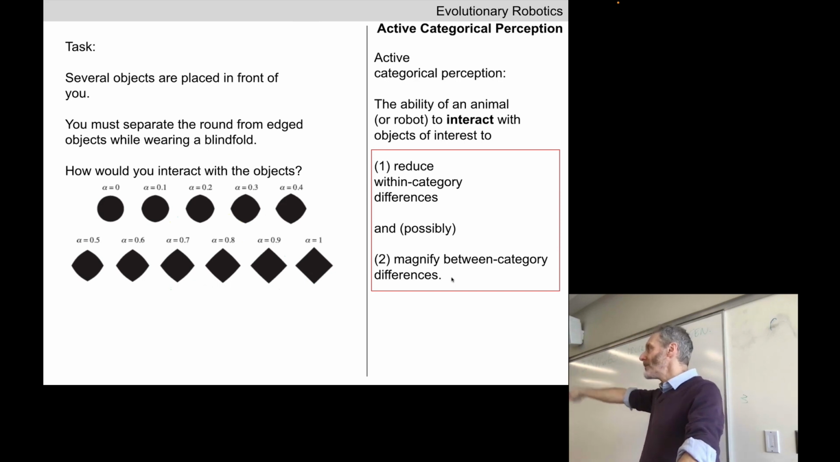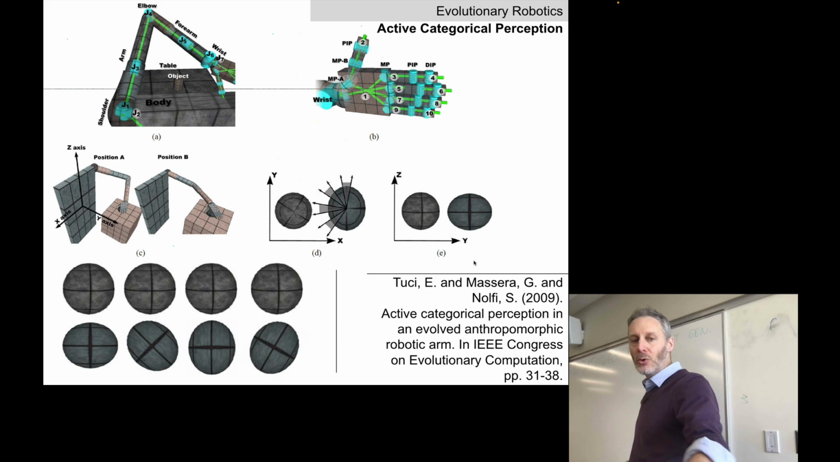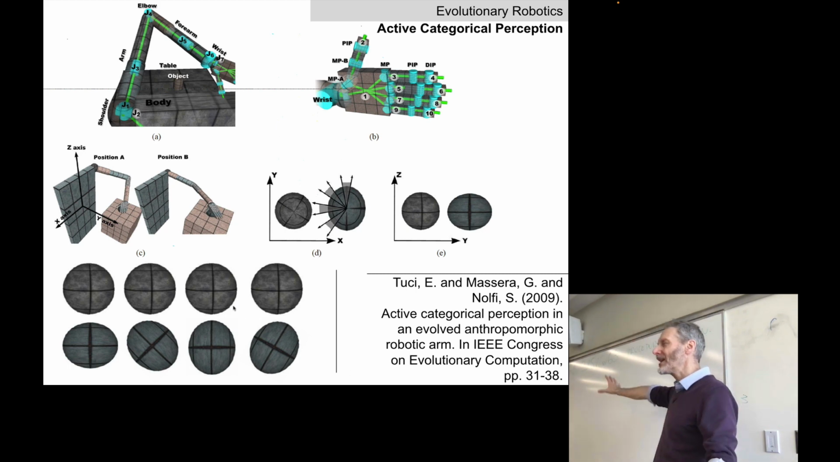Alternatively, when you're manipulating one object and then another one, you might manipulate those objects to magnify between category differences. If you were asked to reach out blindly and grasp some of these objects, how might you manipulate them to exaggerate the felt differences between a grasped sphere and a grasped ellipsoid? How would you exaggerate the felt differences between these two categories?